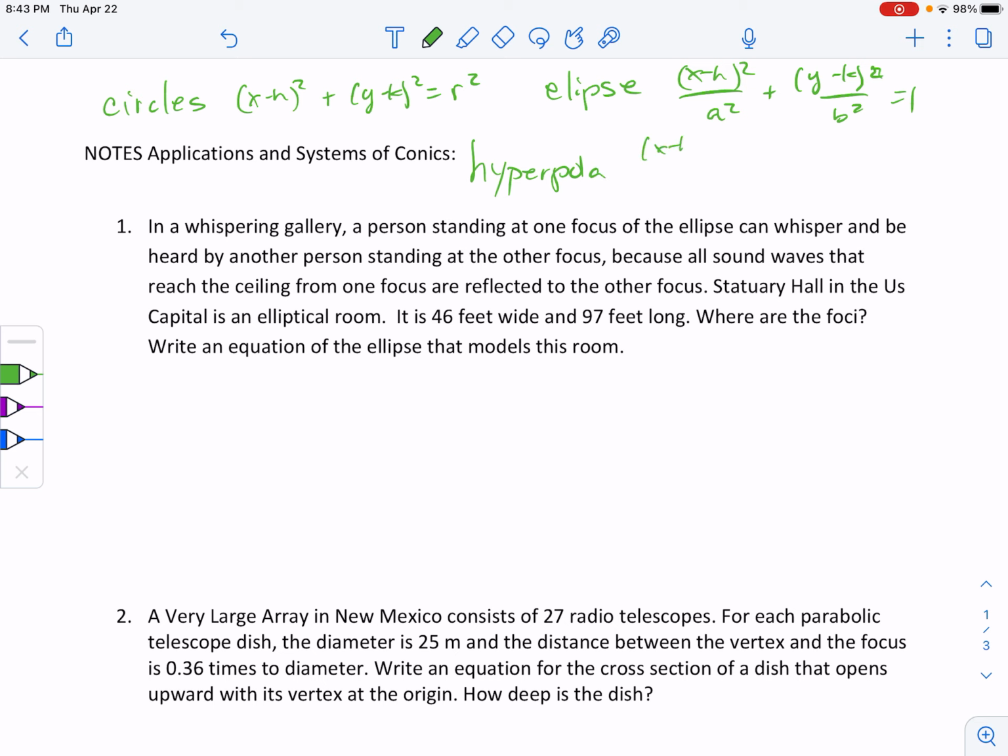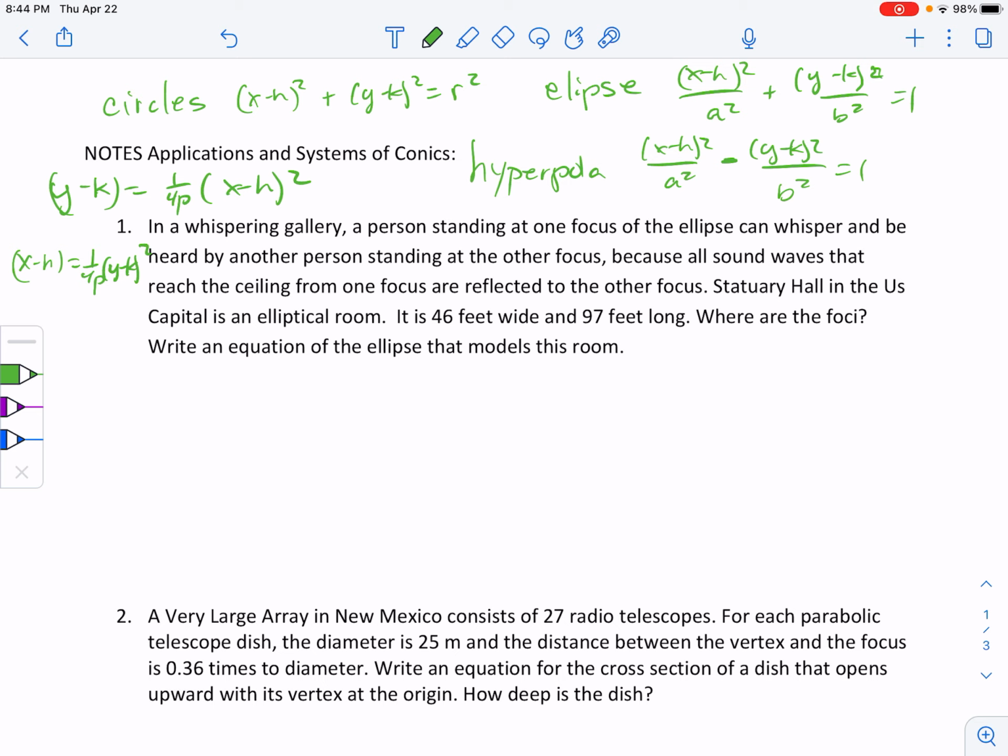A hyperbola is x minus h squared over a squared minus y minus k squared over b squared, or they're flip-flopped. And a parabola is y minus k equals 1 over 4p times x minus h squared, or x minus h equals 1 over 4p times y minus k squared. Okay, now we got all our equations. You should know them all.